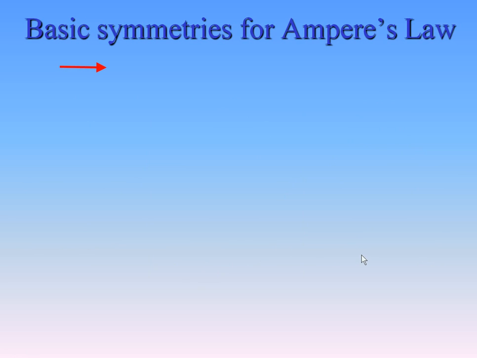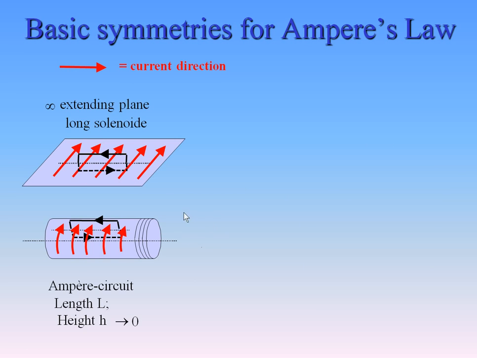Basic symmetries for Ampere's law. We denote with an arrow the direction of the current. This is a symmetry for an extending plane with a current density along the plane, and in that case we take an Ampere circuit in the form of a rectangle with a length L and a height h, and that height is approaching 0. This is for a plane and for a long solenoid.